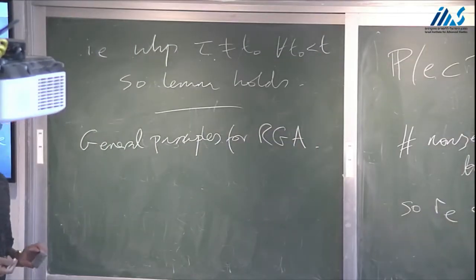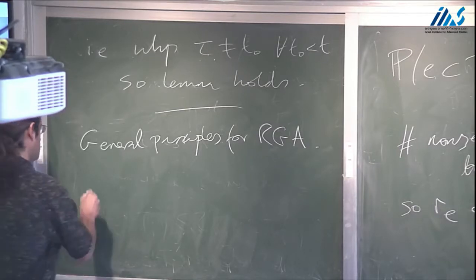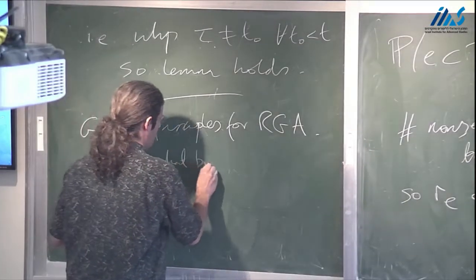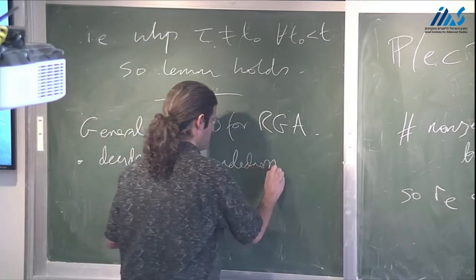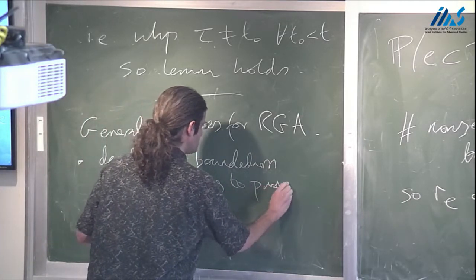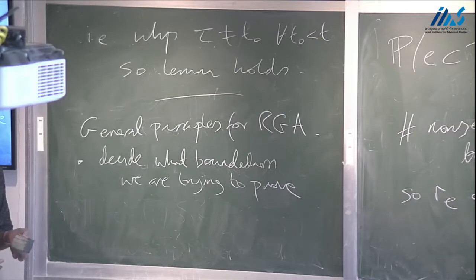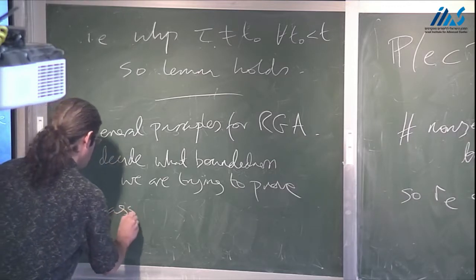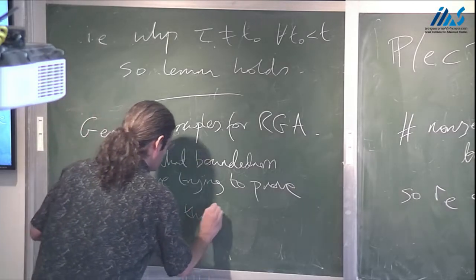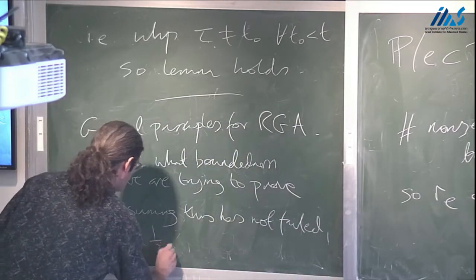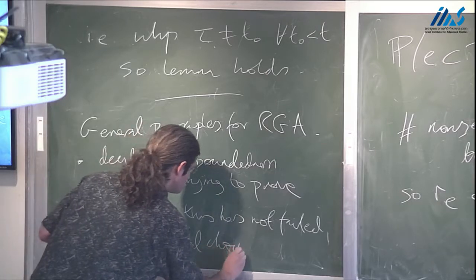First of all, we decide what boundedness condition we are trying to prove. And then assume this has not yet failed, and show that at most half of the choices of configuration are forbidden. So assuming this has not failed, less than half of the total choices are forbidden.